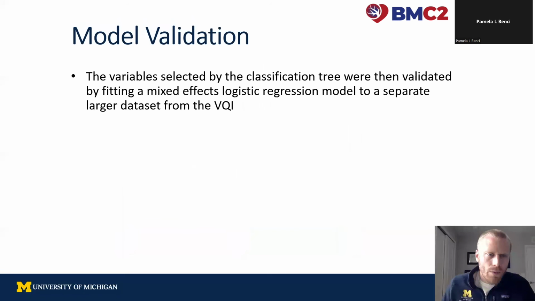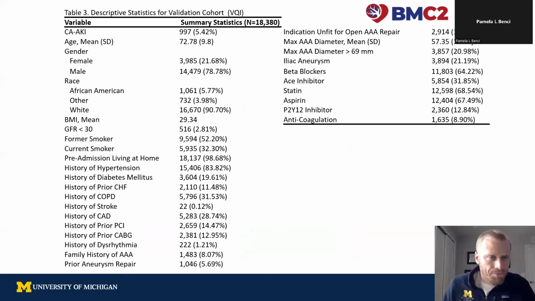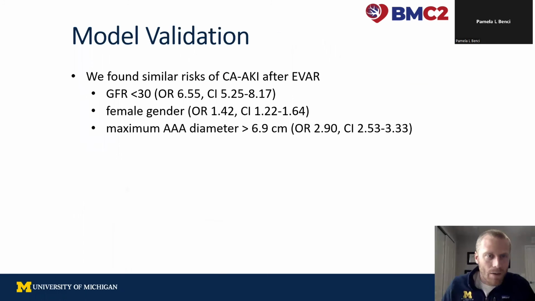So we then validated this model against the VQI data set. We had 18,000 patients, 5.4% had contrast-associated AKI. So maybe in the state of Michigan, we're doing a little bit better since we had 3.5% when compared to the national sample. And again, a majority were white. And really, we found similar risks using this data set: GFR less than 30, female gender, maximum AAA diameter.